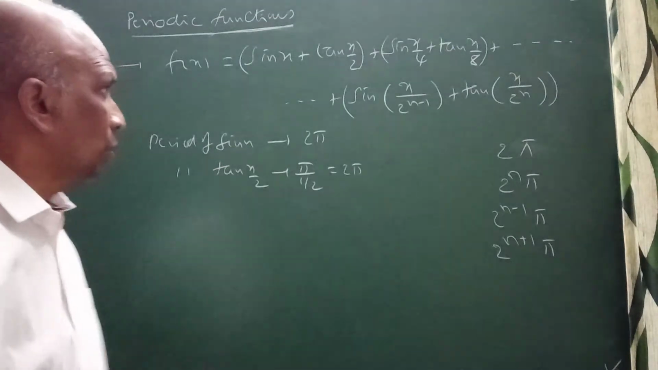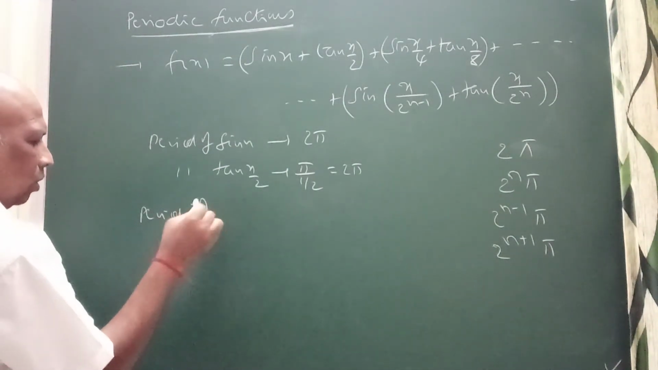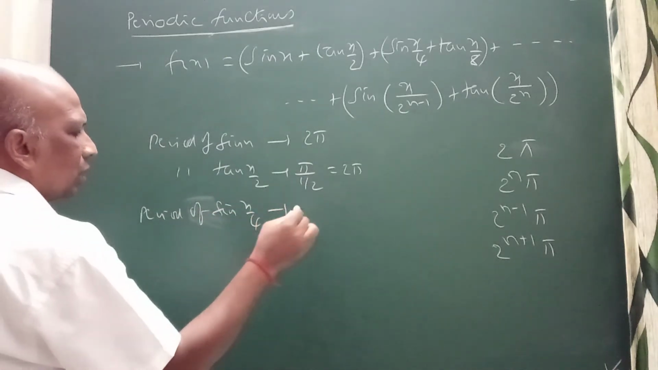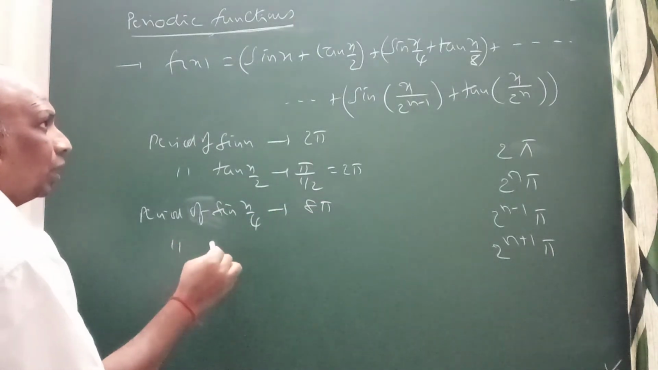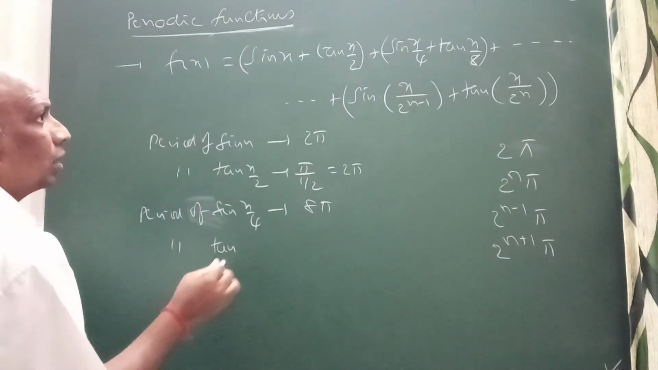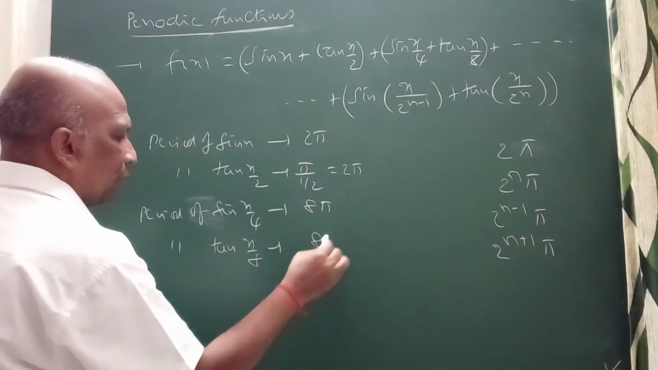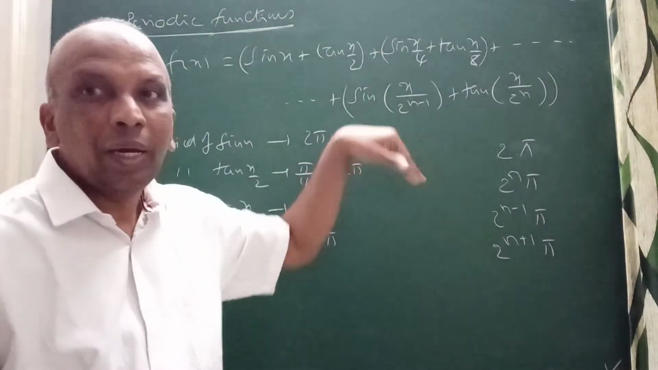Coming to this one, the period of sin of x by 4 is 8 pi, right? 2 pi times 4. The period of tan x by 8 will come pi by 1 by 8, correct? You can see here, the period of this is 2 pi, the period of this is 8 pi and so on.